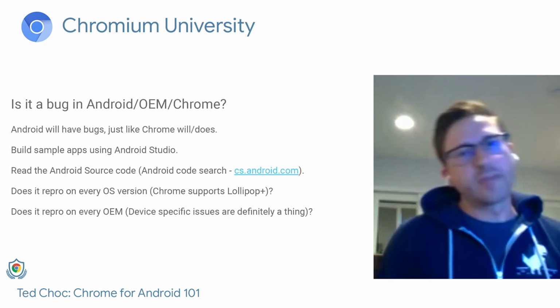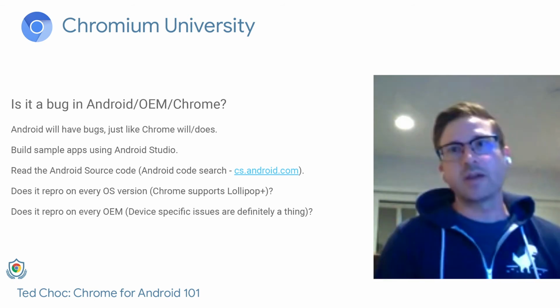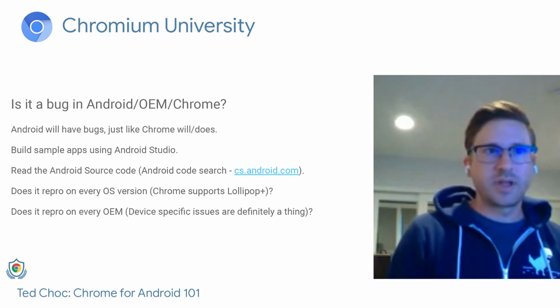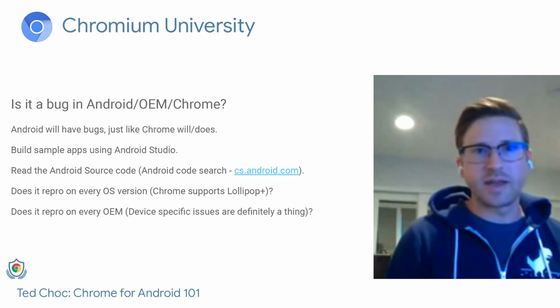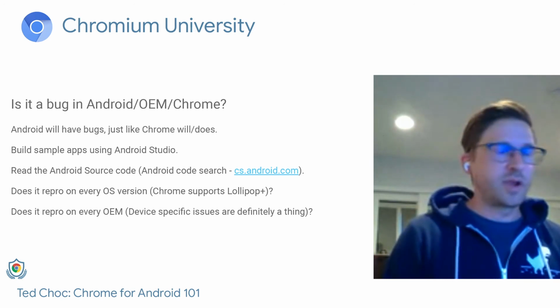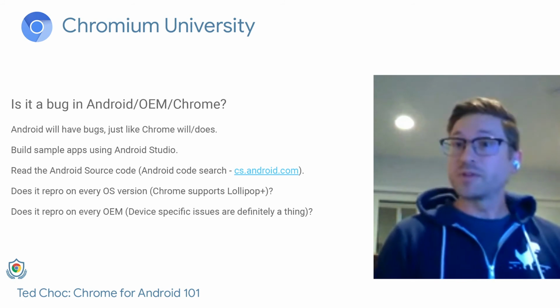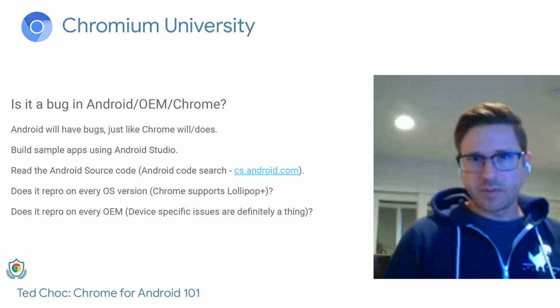Okay, so you've been developing code, things are kind of working, and now you're starting to get bugs. And you've got to sit here and take a step back. Is this a bug in Android? Is this an OEM bug? Is this a Chrome bug? How can I diagnose this? And I want to emphasize Android will have bugs, just like Chrome will and does. I've introduced many of them.